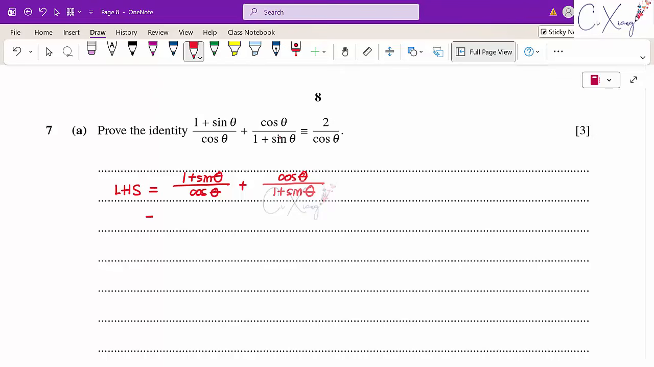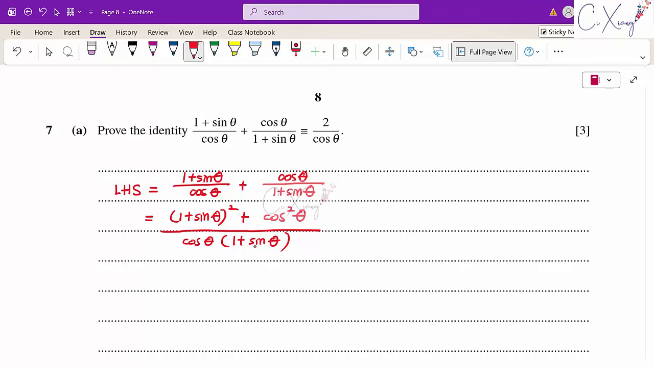If I want to make it one term, like on the right, I have to combine these two terms together. To do that, you have to make sure the denominators are the same. So you multiply the denominator with the denominator and cross multiply what you have on top. You have 1 plus sine theta multiplied with 1 plus sine theta, giving 1 plus sine theta squared. Then cos theta on top multiplied with cos theta gives cos squared theta. So you can see that two terms become one.